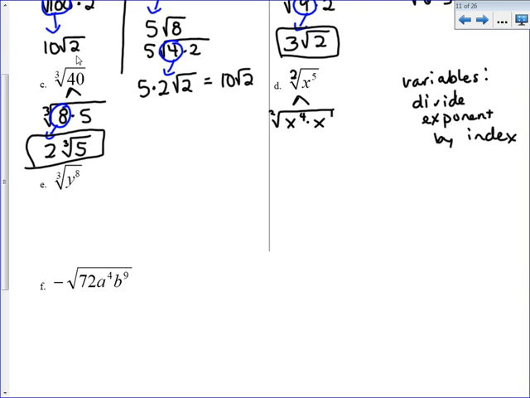And then how do I simplify the square root of x to the 4th? Or what do I get? X squared. So you take the 4, you just divide it by your 2, and you get x squared out front, and then underneath my square root is x to the 1st, or just x. And how do we know that this one is completely simplified? The exponent's smaller than the index. So my exponent on this x is 1. My index on a square root is 2. So we know we're done.